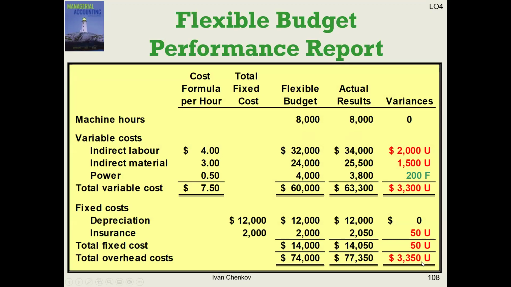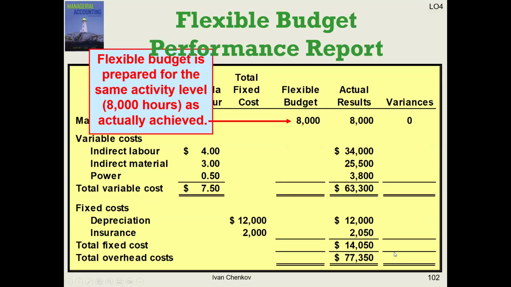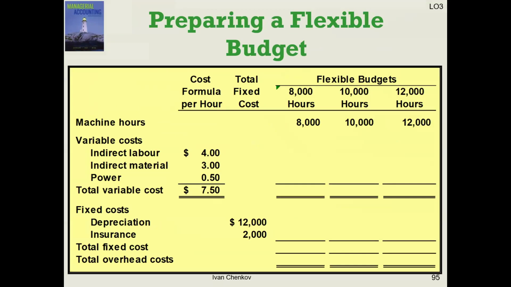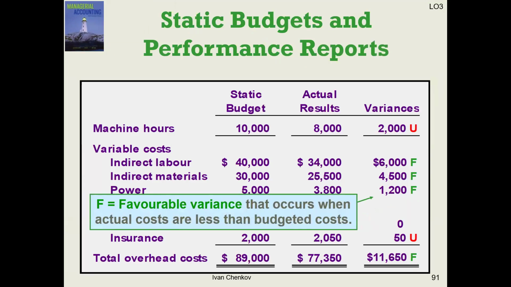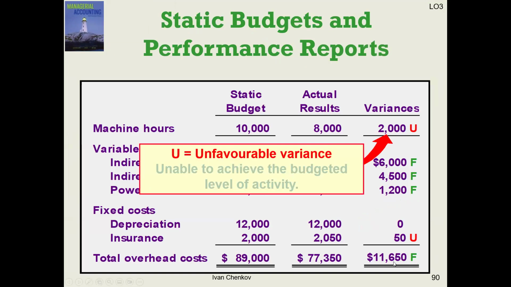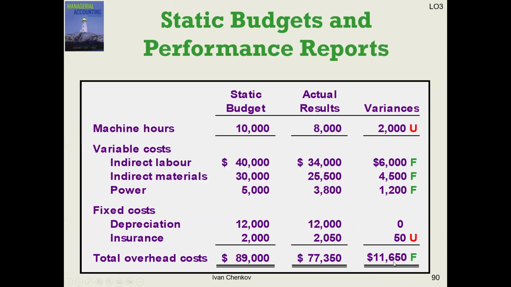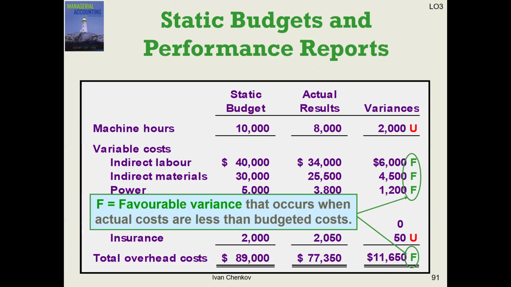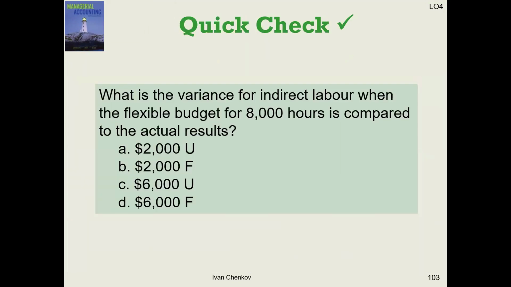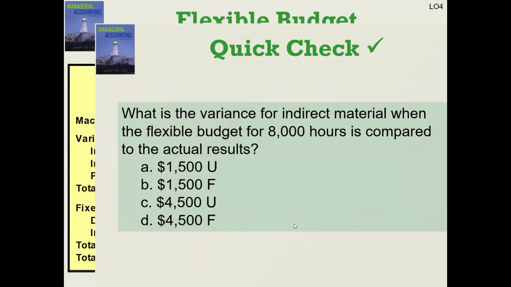So in reality, are we saving money? No. We're actually losing money. But when we compare based on the static budget information, it looks like we're saving $11,650. But that's not true. Make sense? That's why we have to move to the flexible budget in order to find out where the savings actually are. That's what we're going to do next time.